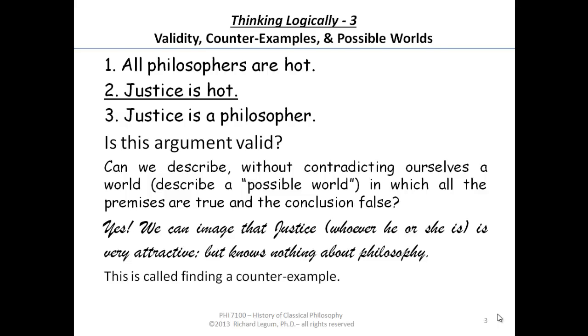So notice our example of our valid argument a second ago, we could not describe such an example without contradicting ourselves. That's why it was valid. But if we can describe such an example, it's invalid, and the connection between the premises and the conclusion is not a logically strong one. It is not a good one.